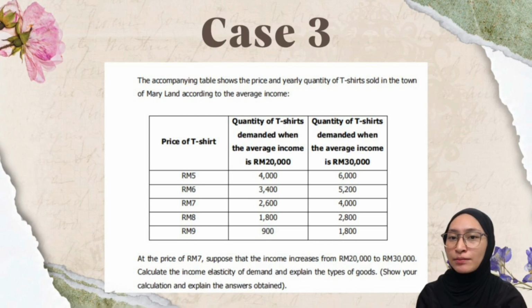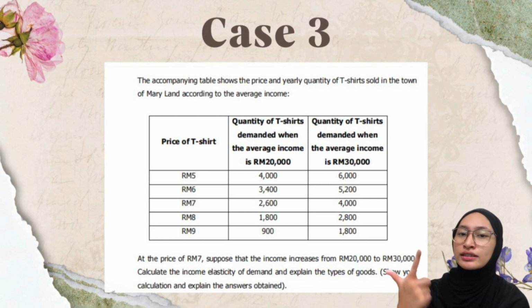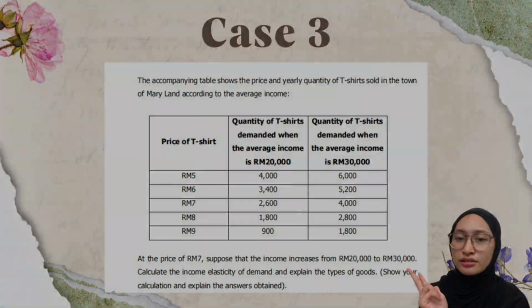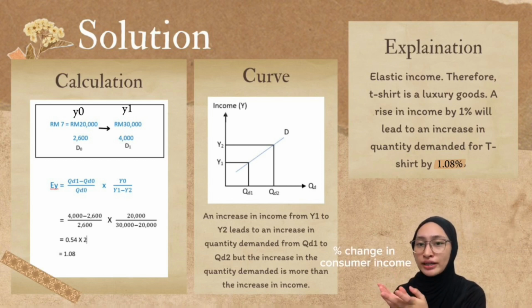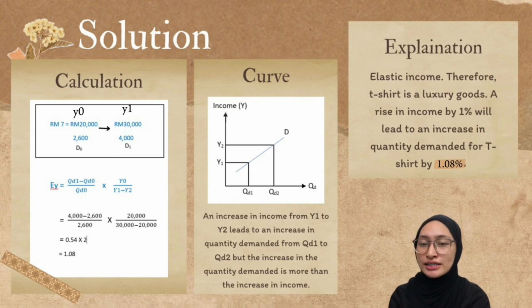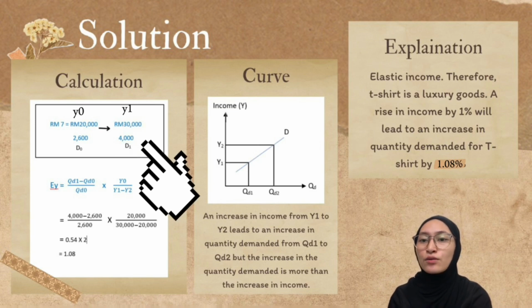I'll explain the calculation for question 3, which asked us to calculate how much the income elasticity of demand is when the price level of t-shirt is 7 ringgit, and what is the type of goods, whether it's an essential, normal, luxury, or inferior good. So firstly, we need to find how much the percentage change in quantity demand of t-shirt and how much percentage change in consumer income.